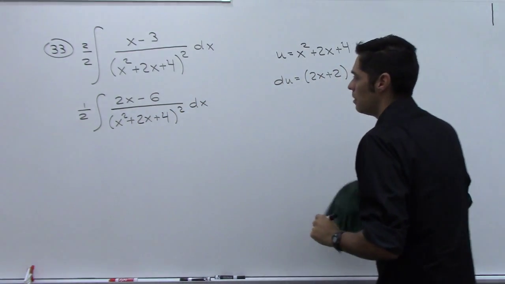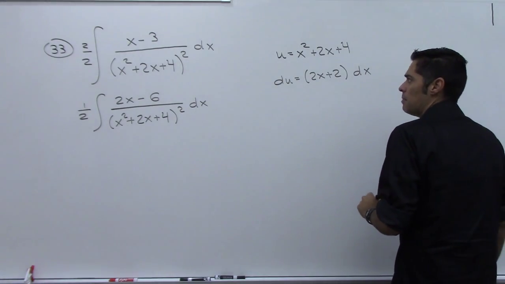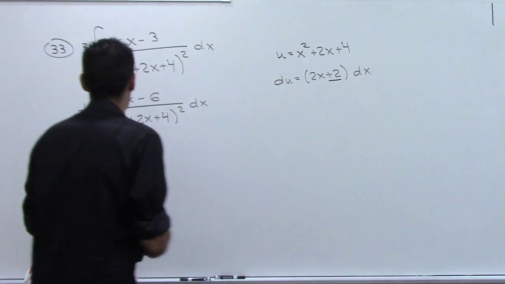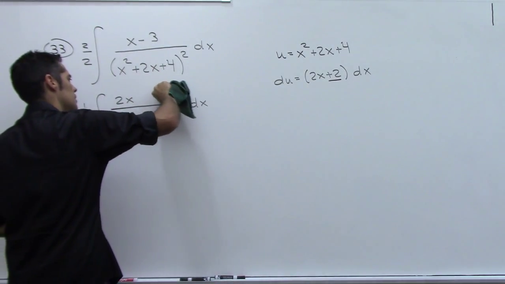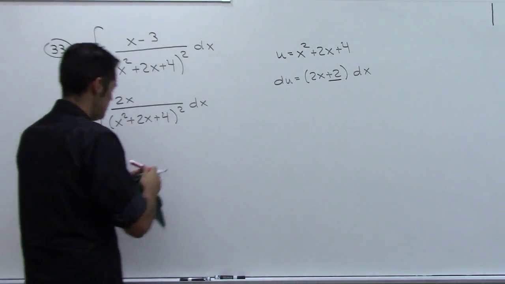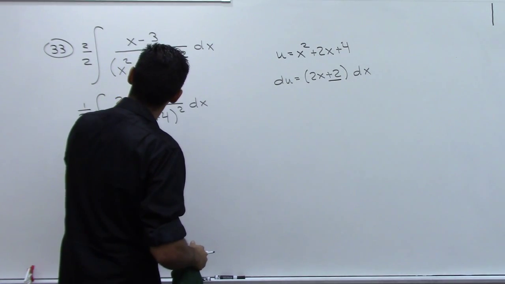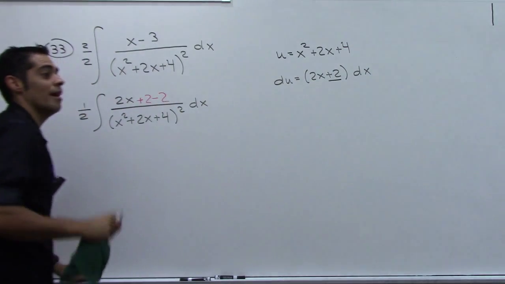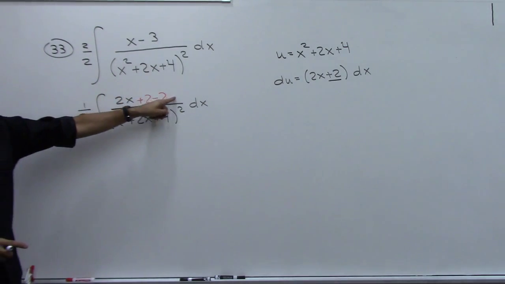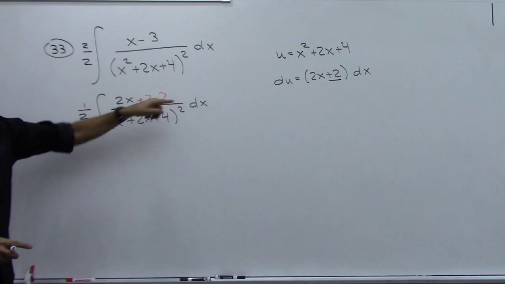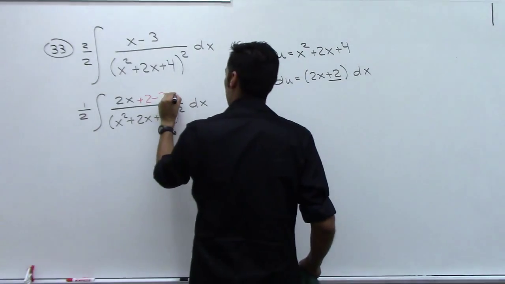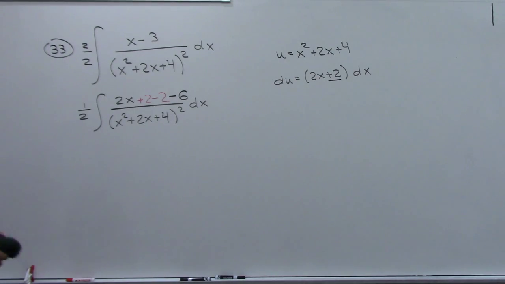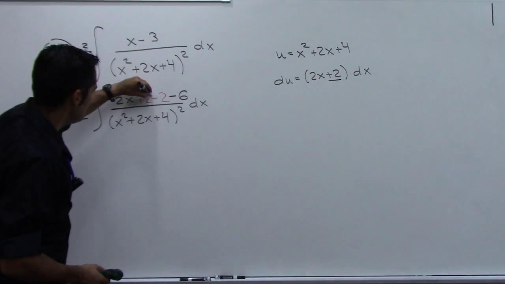Now at this point, I need to make that a 2x plus 2 right here. So I realize I have a hidden 0 right here. It's a minus 6, so I'm going to add 2 and subtract 2. What I had done is instead of putting minus 6, I put minus 3 again. See, I had a minus 6 here, not a minus 3. And that changes everything. So that allows me now to split this right there.